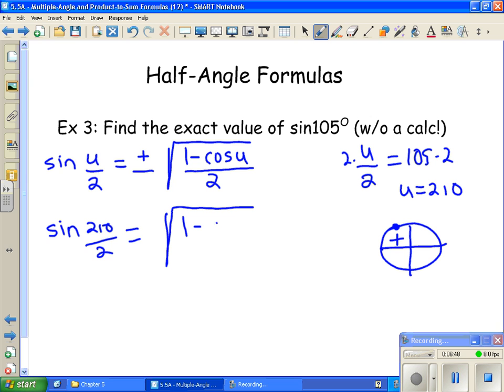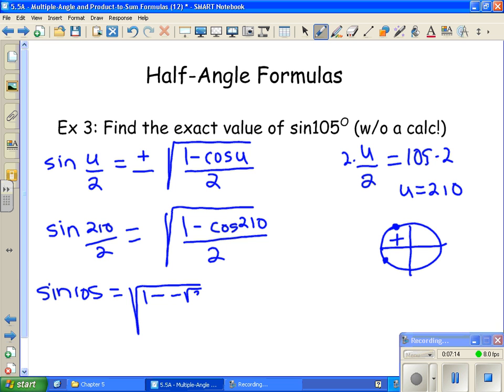1 minus the cosine. Well, what's my u? My u is 210 divided by 2. So the sine of 105, which is what I'm looking for, is equal to the square root of 1 minus cosine of 210. Notice how that is on your unit circle, and it is negative square root of 3 over 2, and divide that by 2. Rewriting what I have in here, I have to simplify that a little bit. I can't leave it like that. That'll lose your points if you leave it like that.